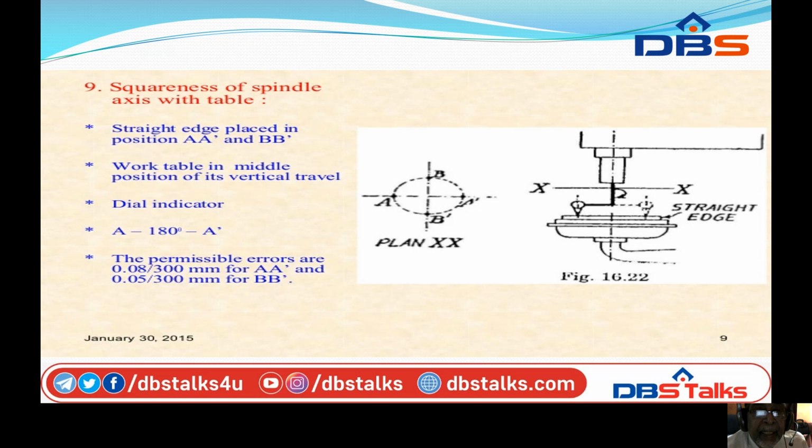There are positions A and B. AA is 180 degrees, and B1 is 180 degrees. The permissible error is 0.08 per 300 millimeters for AA and 0.05 per 300 millimeters for B1. Suppose you check the left side, that is B1, the error may be 0.05 per 300. If it is AA, the error may be 0.08 per 300. Like this, we can check with the straight edge.